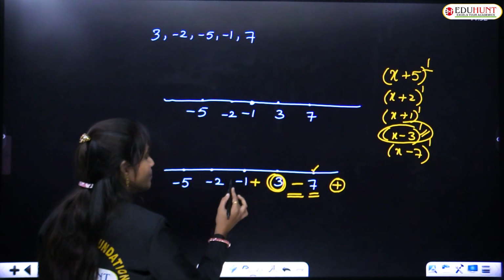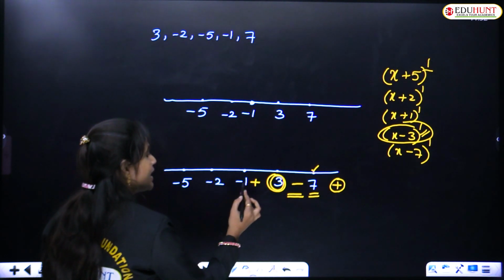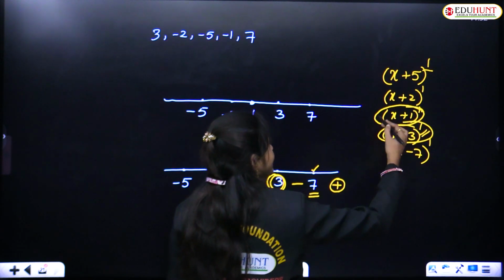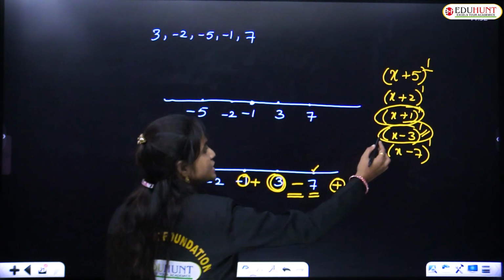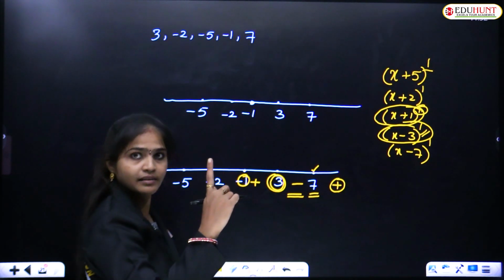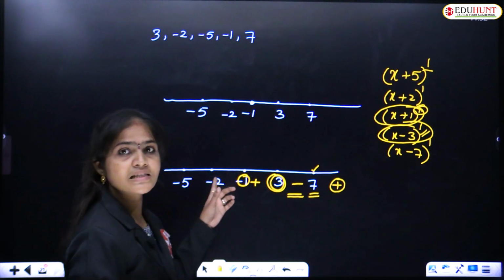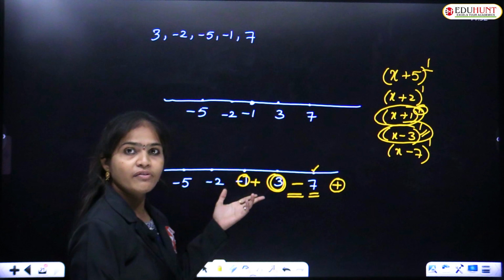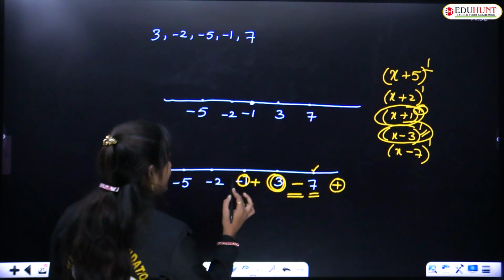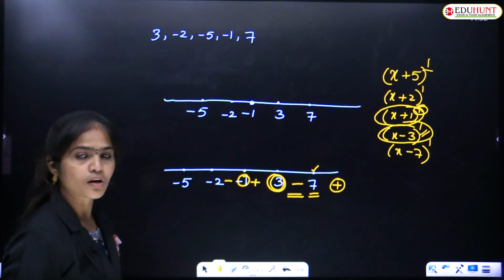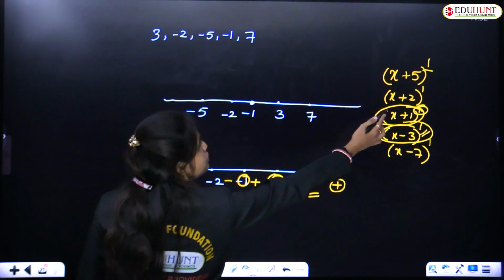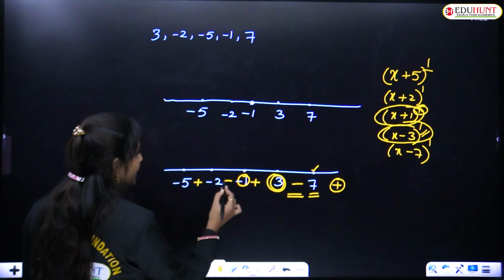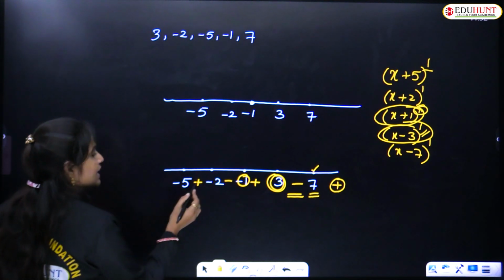While you are crossing minus 1, you have to check that minus 1 is the root of x plus 1. The power is again 1, so again odd power. Odd power means we have to change the sign. So plus is there, means minus. Okay. Again minus 2. Here also the power is 1, so again we need to change the sign. Here minus is there, so that's why plus. Next here plus is there.